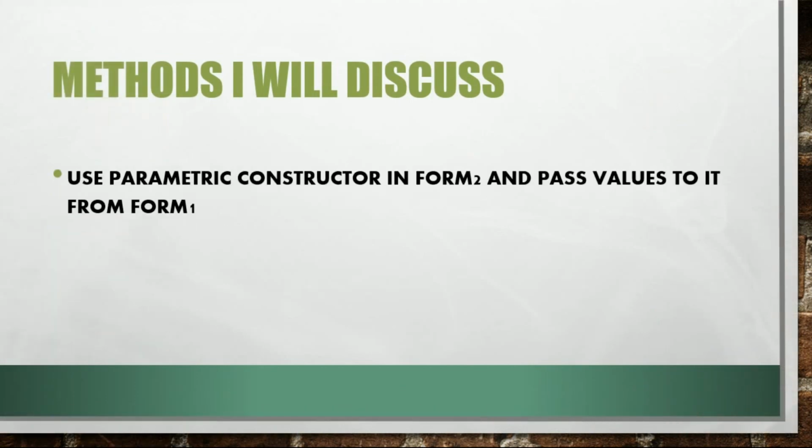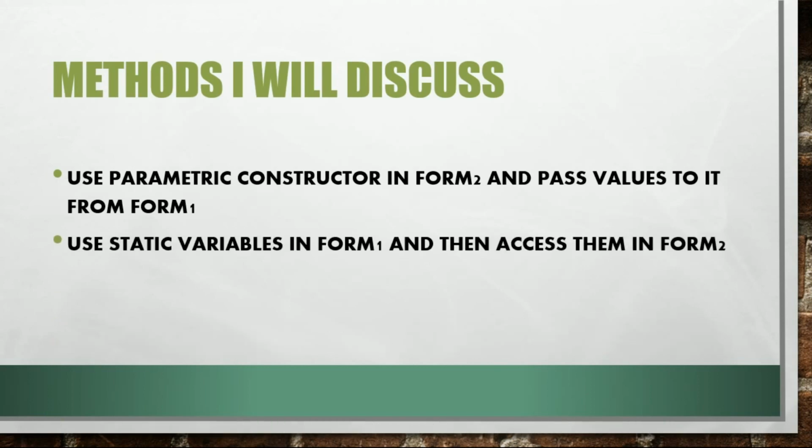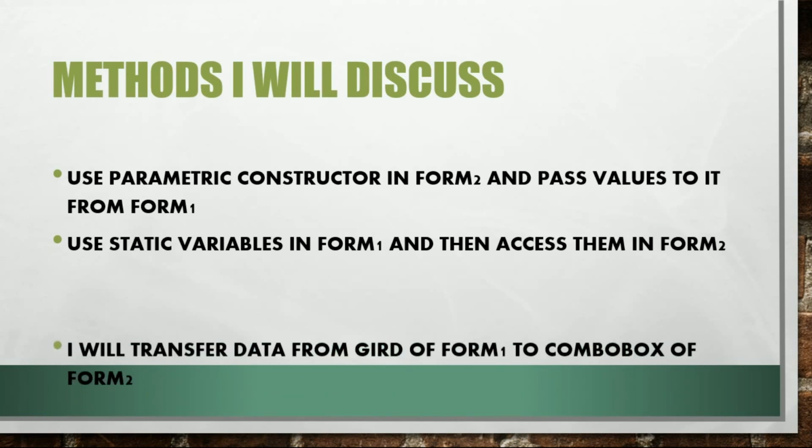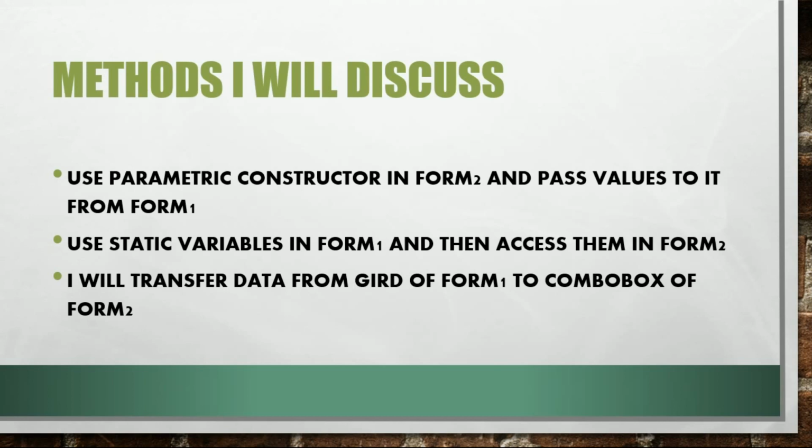There are many methods to transfer data from one form to another. But in this video, I will be discussing two of them. One is using the parametric constructor in Form 2 and pass values to it from Form 1. The other method is using the static variables in Form 1 and then access them in Form 2. I will be transferring data from data grid view of Form 1 to combobox of Form 2.